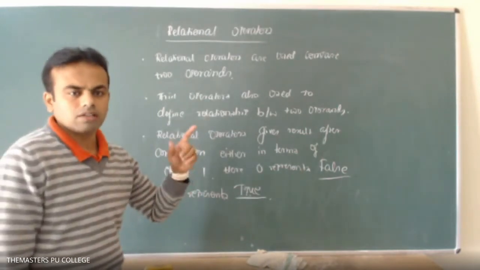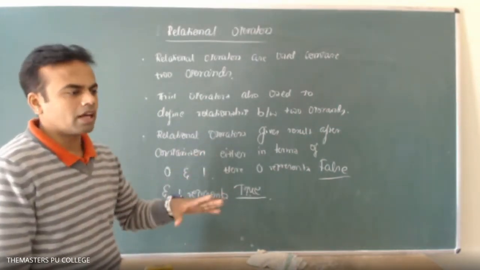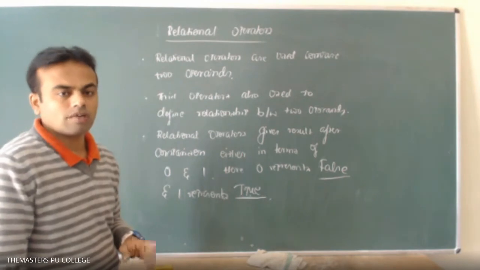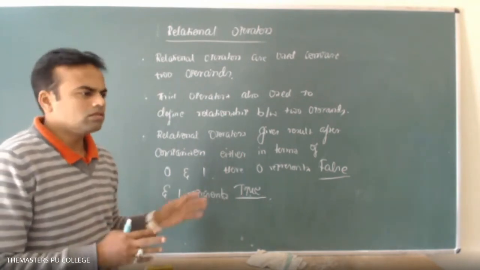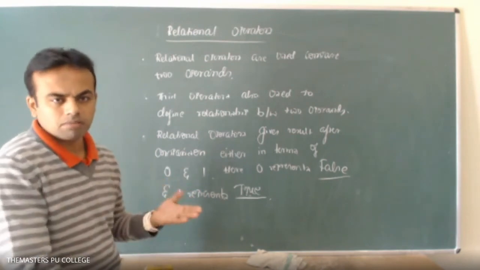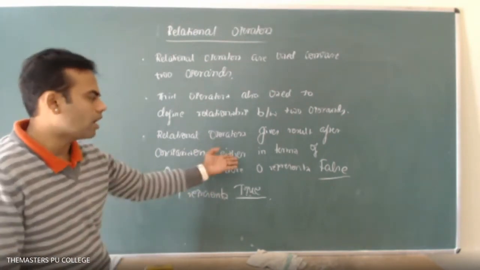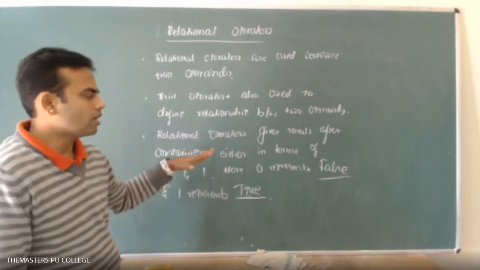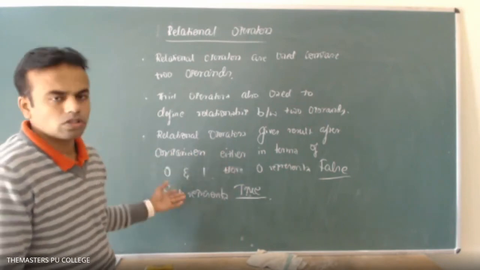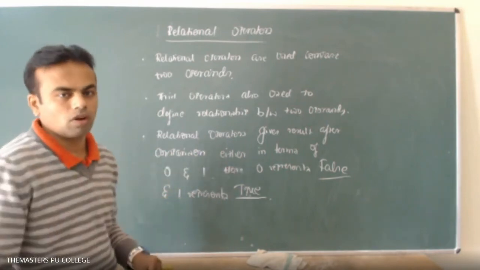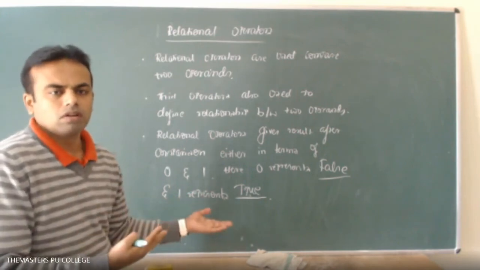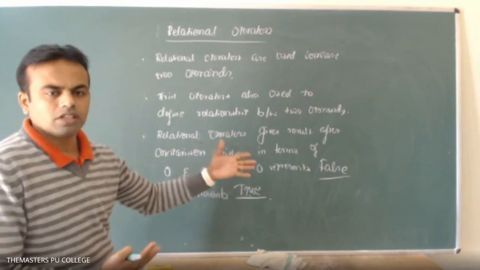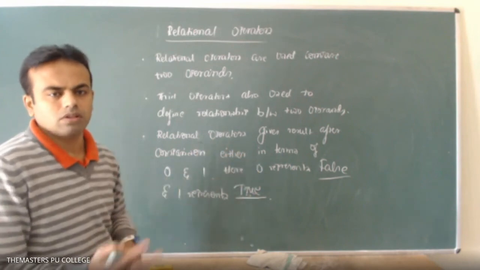Rama is taller than Shama. A is bigger than B, like that. So after that, what we need to get finally, ultimately, is a conclusion. The conclusion itself is called the result. So the result should be in terms of zeros and ones. It won't say true or false; it will give the result in terms of zeros and ones. Zero represents false. One represents true.